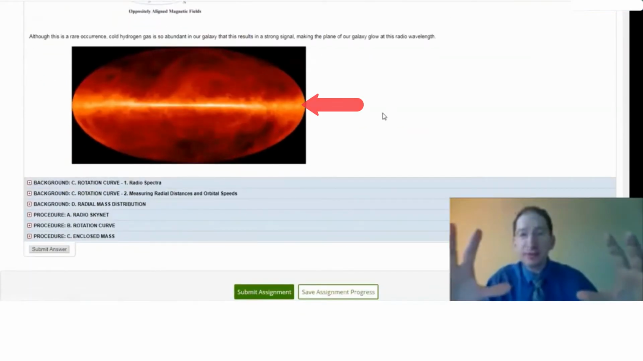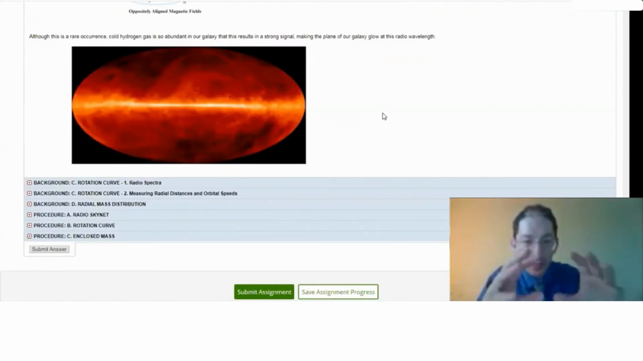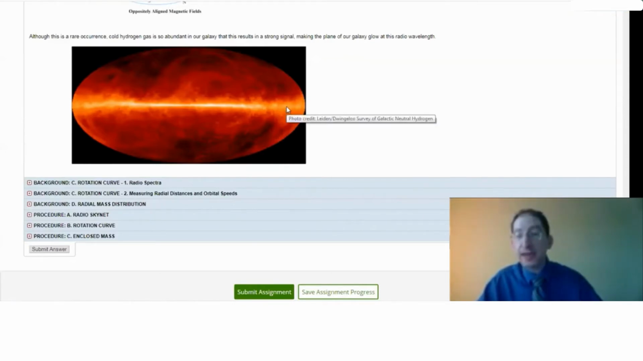This is a map of the entire sky in galactic coordinates. So the galactic center is at the center of the map, and here we have the plane of the galaxy. And this map was made at 21 centimeters. It's a map of the 21 centimeter emission line. So this is showing us where the cold neutral hydrogen is in our galaxy. And this is what we'll make use of in the next section.